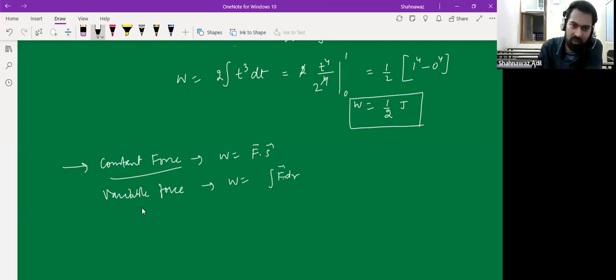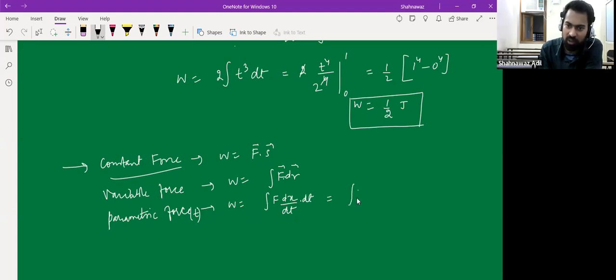And let's say if you have a parametric form, with respect to time, so you apply F dx, and you can change dx to be like this. So this will be F v dt. So you write F and v as functions of time. So this is the key idea to calculate the work done.